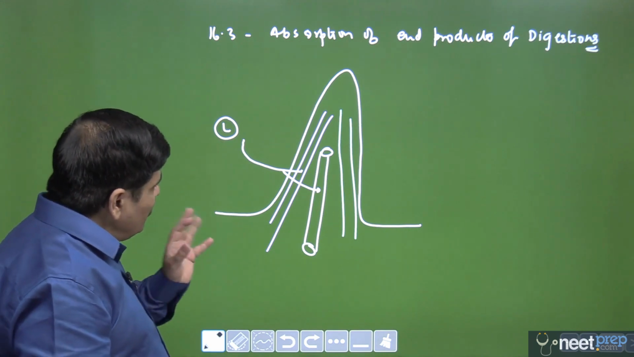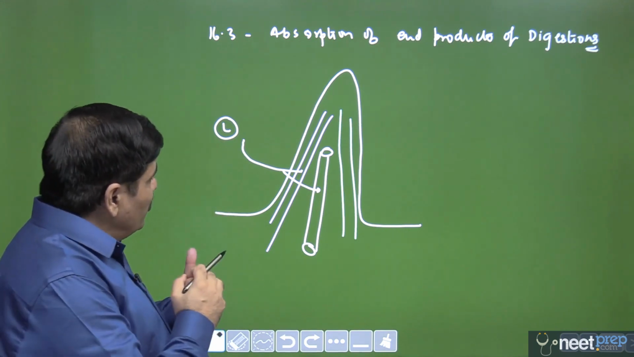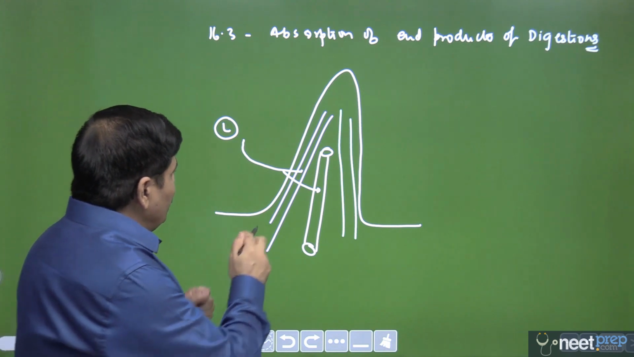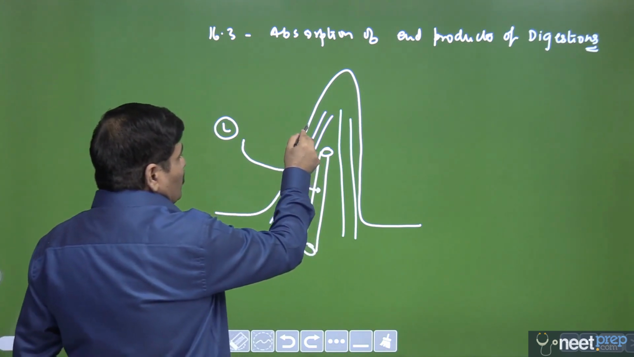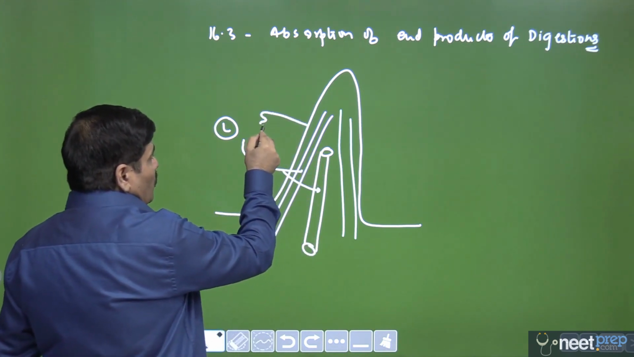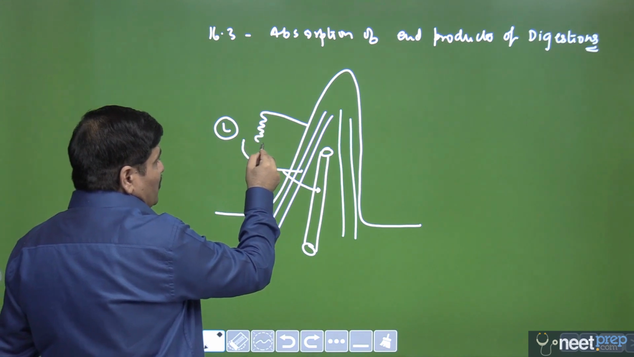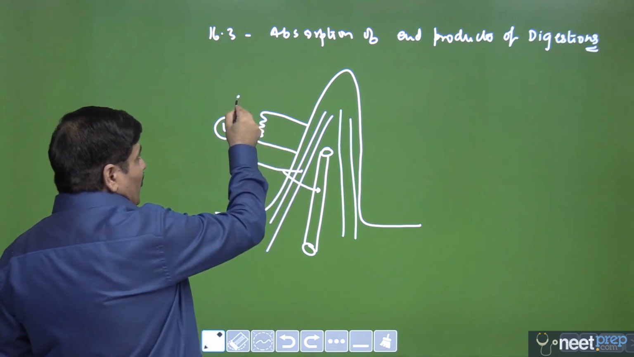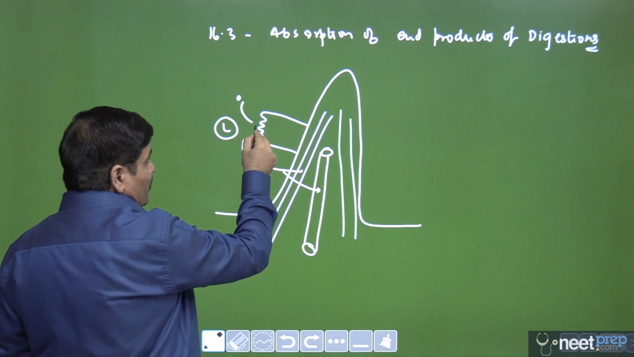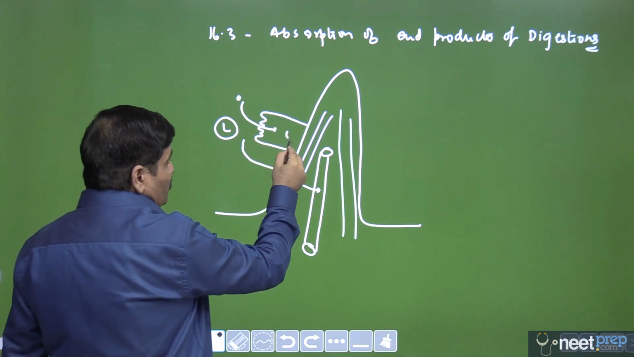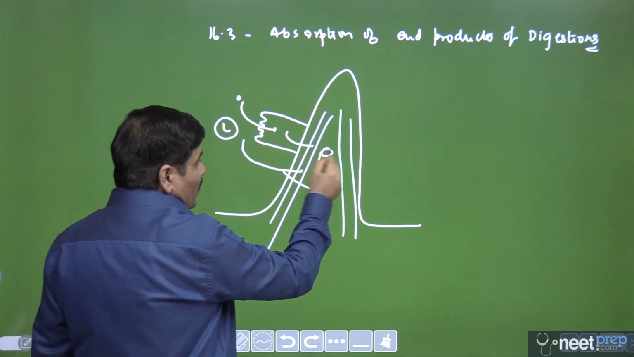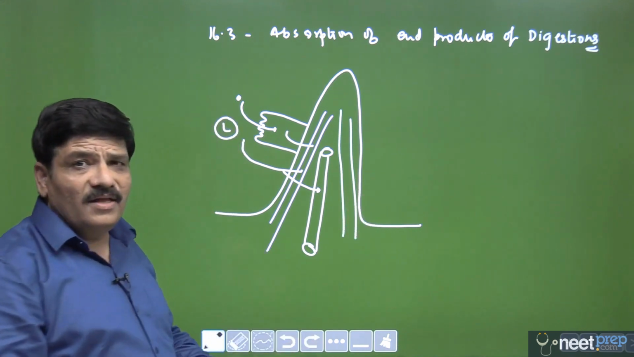But what happens here is that so many students are not able to appreciate that there is a cell here. This is a brush bordered columnar epithelium, and therefore the end products of digestion will first enter into this epithelium and then will be absorbed into the body and transported by the vascular system and the lymphatic system.